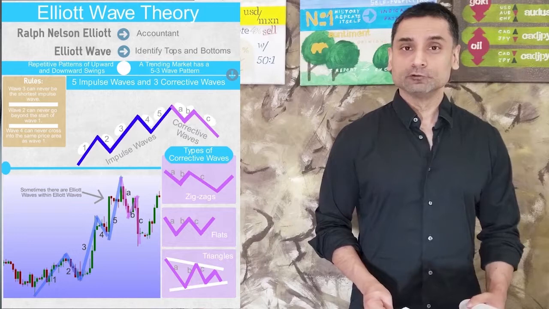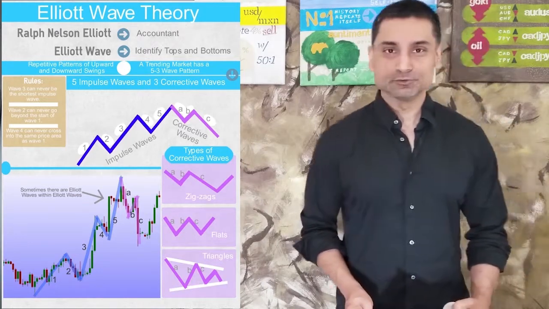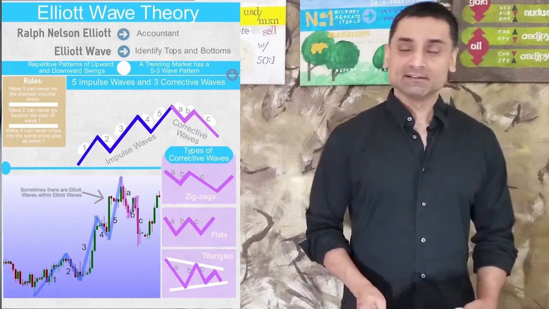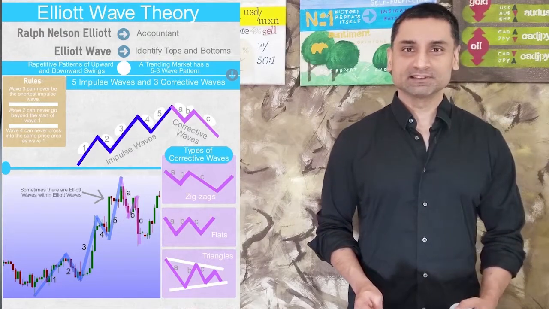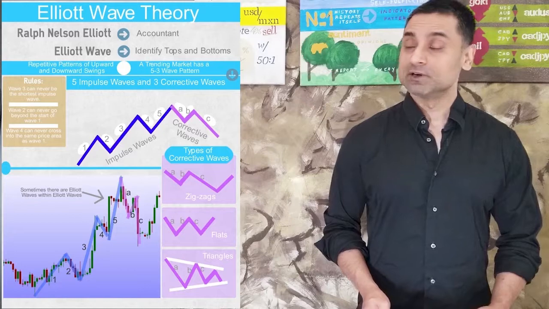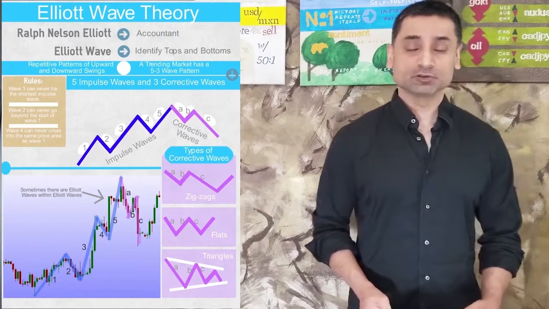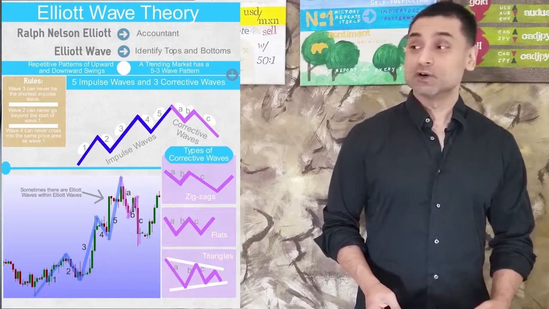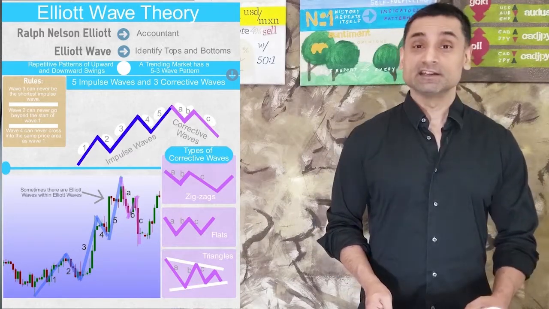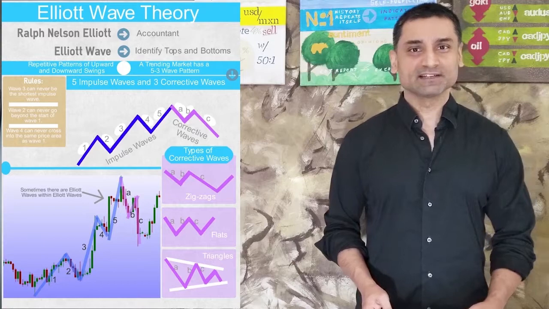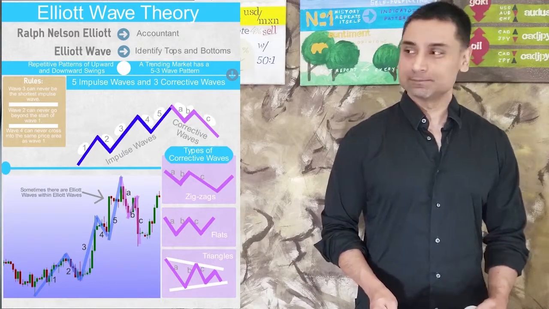There are some rules that we have to follow for this theory, and the first one is wave 3 cannot be the shortest impulse wave, and wave 2 can never go beyond the start of wave 1, and wave 4 can never cross into the area of wave 1. If any of these rules are broken, then it's not a valid Elliott wave, so keep looking.